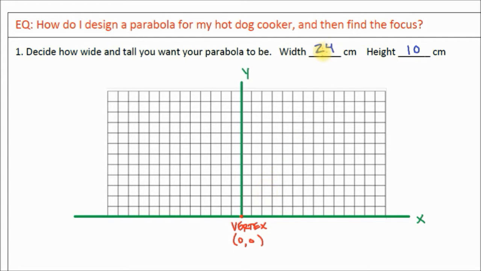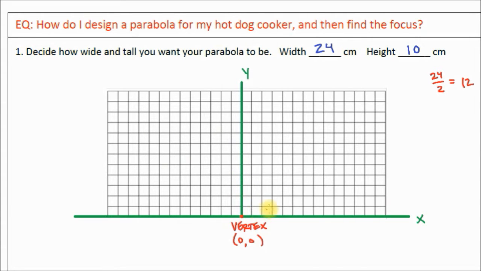Now we know that our height is going to be 10 centimeters and our width is going to be 24 centimeters, but we want the y-axis to be the axis of symmetry. And that means half of our parabola is going to end up on the right side and half is going to end up on the left. So we should take 24 and divide it by 2, and we're going to end up with 12 centimeters on the right side and 12 on the left.